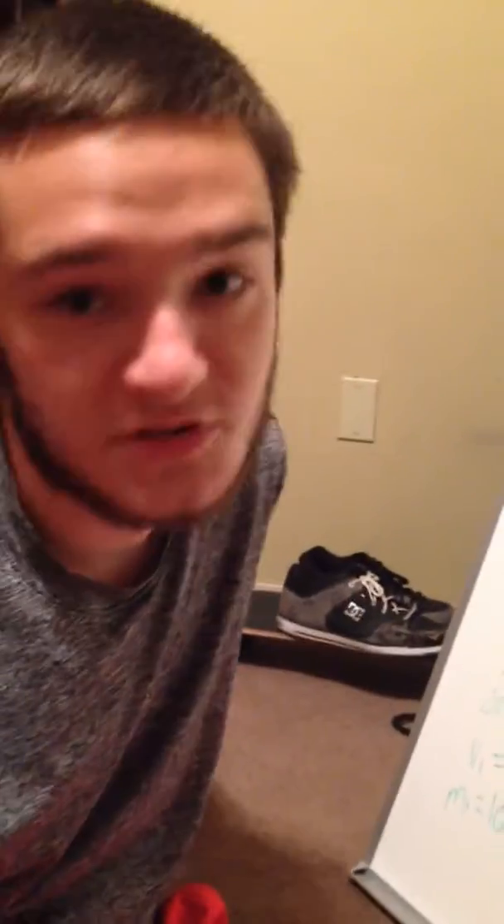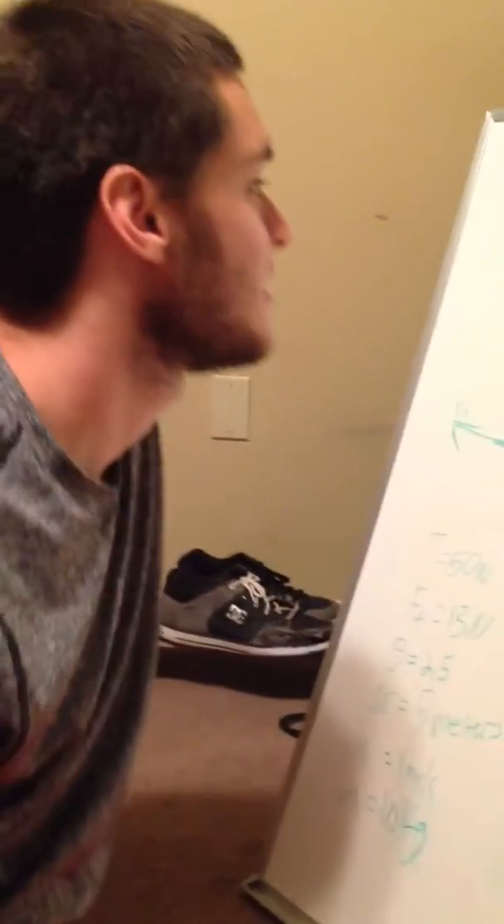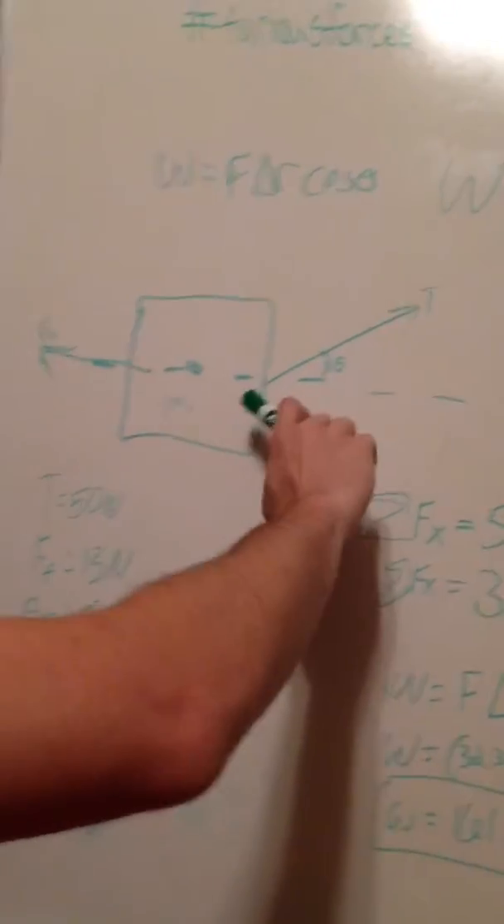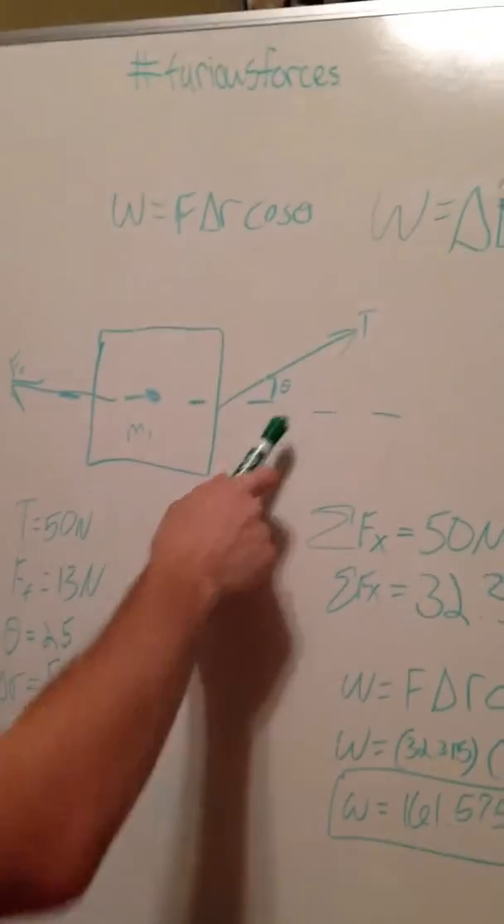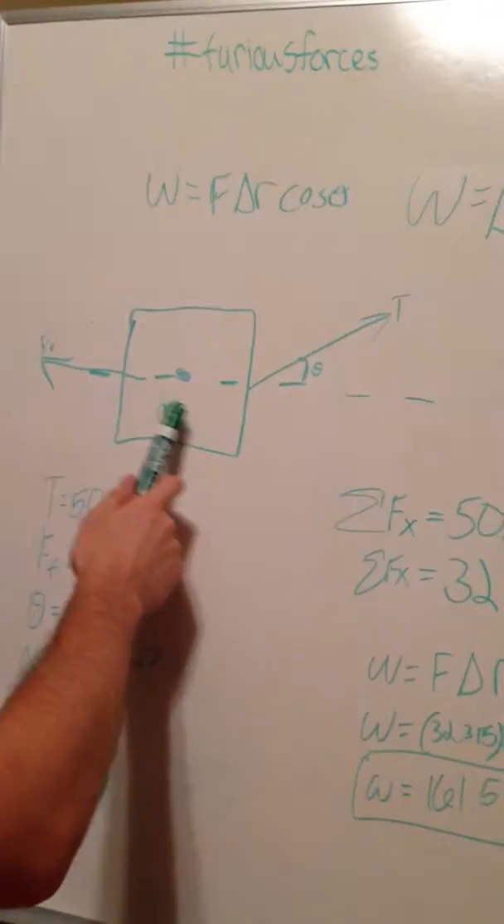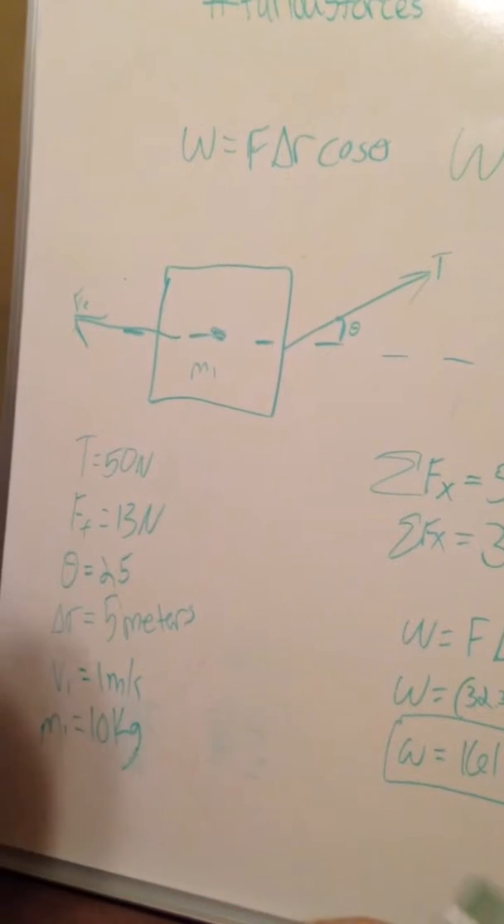Alright, this is the reassessment video for work energy. I'm going to do the same problem that we did in class. We're going to have a box here that's being pulled with a tension at angle theta. We're going to pull a box M1, and there's a force of friction that we've got to worry about.